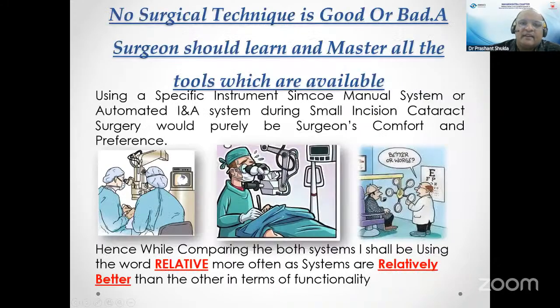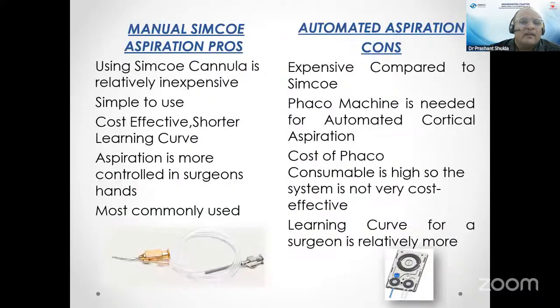Well, no surgical technique is good or bad. Every surgeon has to learn and master all the tools which are available. And I feel using a specific instrument, whether it be Simcoe, which is a manual system, or an automated IA system during small incision cataract surgery, would purely be surgeon's comfort and preference. So in my comparison videos, I shall be using the word relative more often, as I feel the systems are relatively better than the other in terms of functionality and availability to the surgeon. So here comes the comparison.